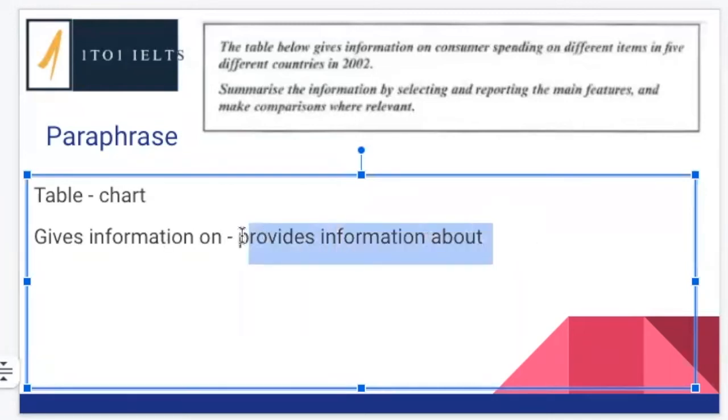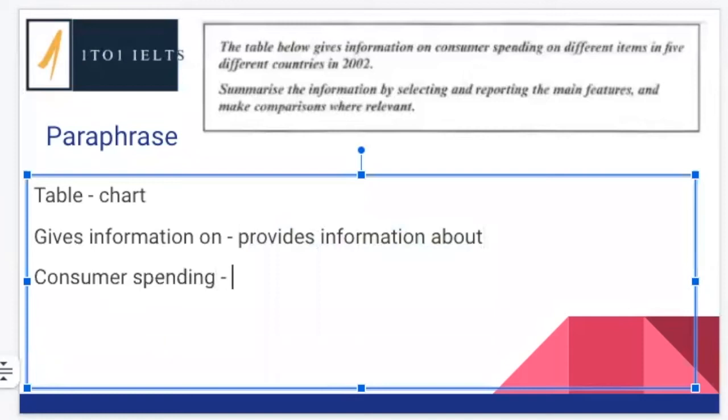And as we don't need lots of different ones, let's just go with this. So we're going to go with the most obvious. So provides information about, fine. Consumer spending. The spending comes up a lot. Consumer expenditure. This would be very common. Consumers expenditure, customers expenditure. Yep.